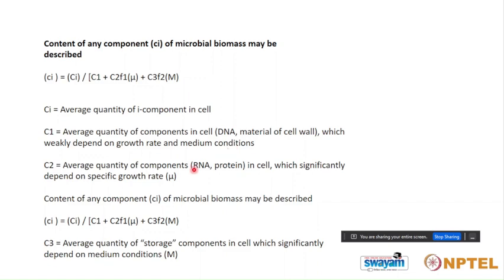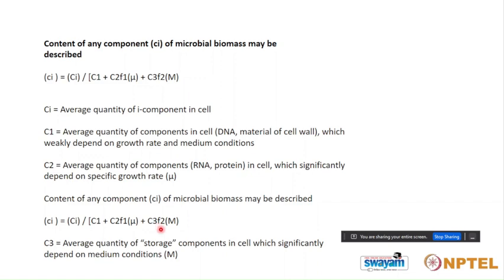And C2 refers to the average quantity of components which depend more on the specific growth rate. Here RNA and protein come under the C2 components. So finally, the C2 components will vary with respect to the growth rate, and C1 doesn't depend on the growth rate and medium conditions. So we are not multiplying with any factor for C1, but C2 depends on growth rate, so we are multiplying it with the growth rate.